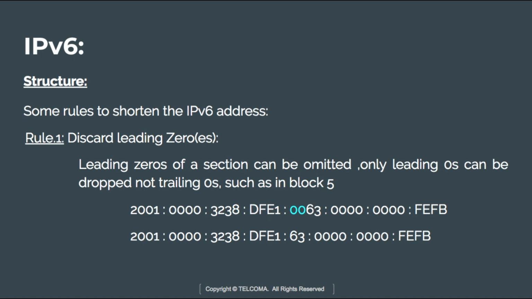Leading zeros of a section can be omitted. Only leading zeros can be dropped, not trailing zeros, such as in block 5. Here we have to drop only the leading zeros. In block 5 we have 0063, and we can drop these leading zeros, but we can't drop the zeros that come in between or that come after, the trailing zeros. So the first rule is to discard the leading zeros to make the IPv6 address short.